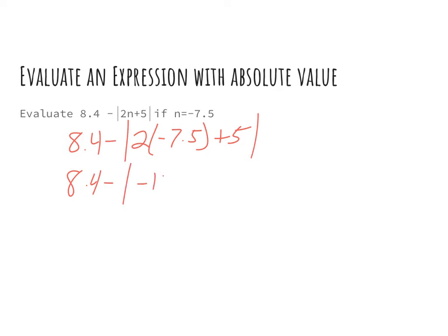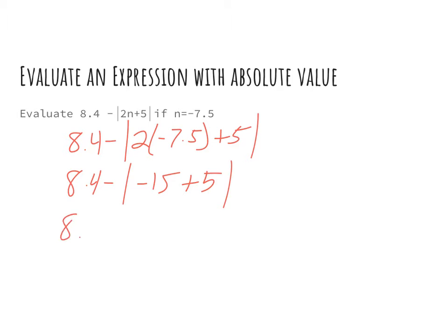So we're going to evaluate an expression that has absolute value in it. Okay, so we're going to evaluate 8.4 minus the absolute value of 2n plus 5, and n is negative 7.5. So the first thing I'm going to do is put negative 7.5 in for n. 2 times negative 7.5 is negative 15.